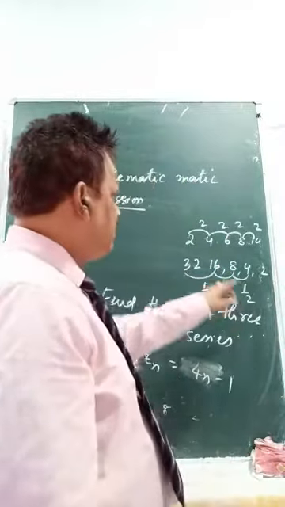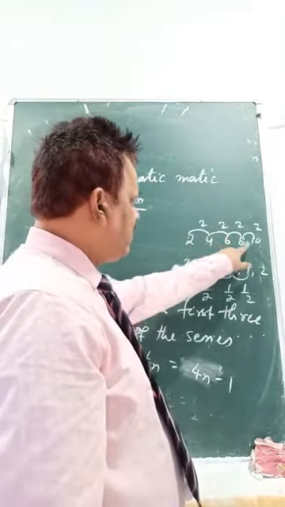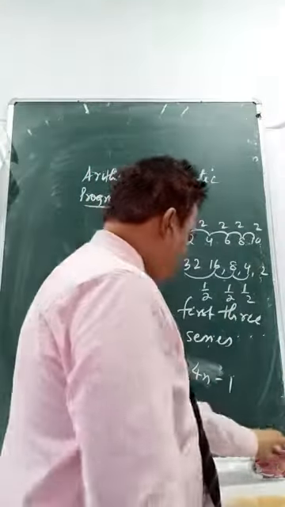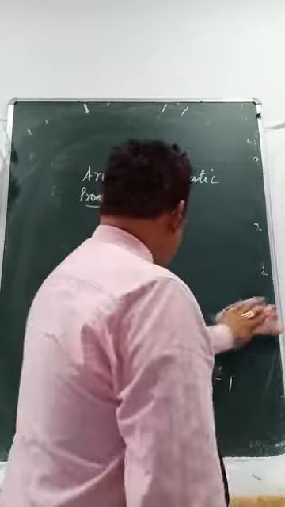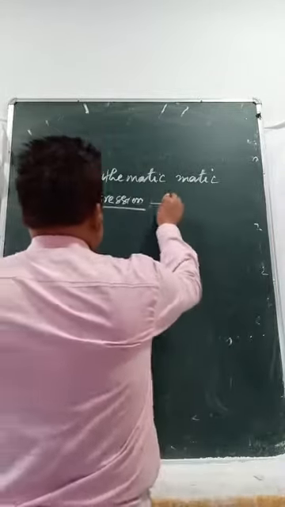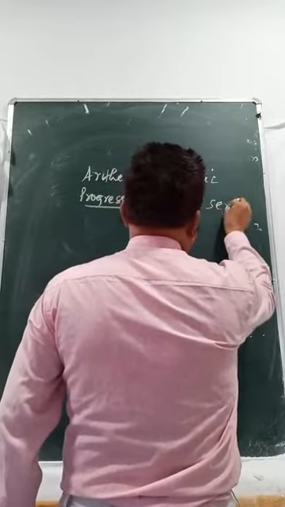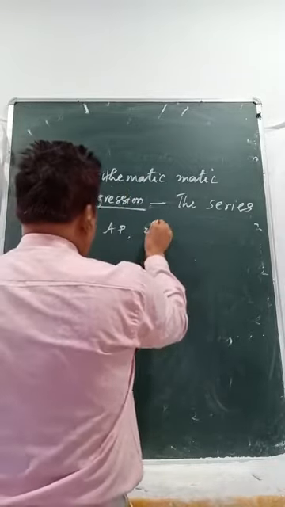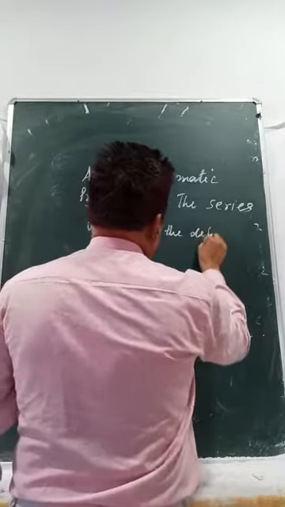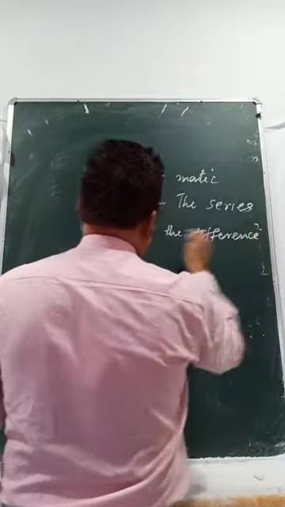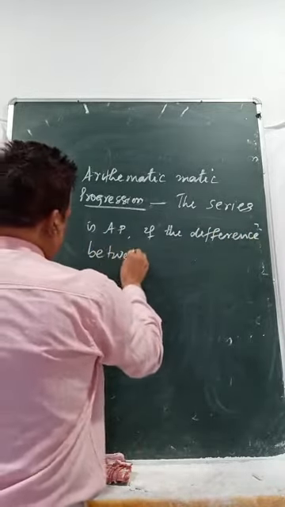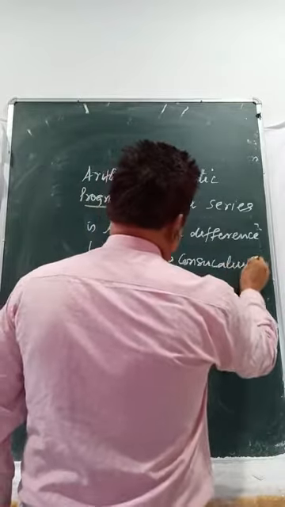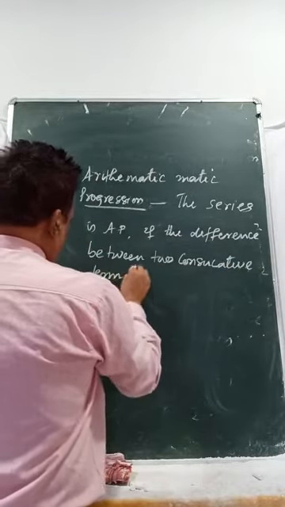So what you conclude here? The difference between two consecutive terms will be same, then that is called arithmetic progression. So we can write here the series is AP. AP means arithmetic progression, if the difference between two consecutive terms is same.